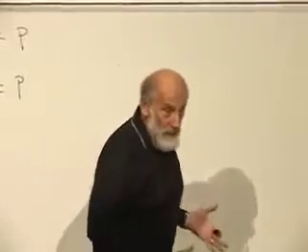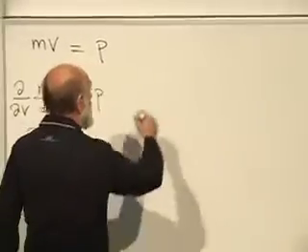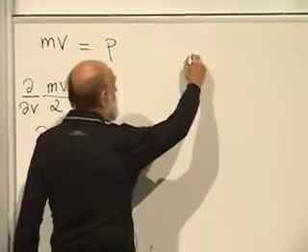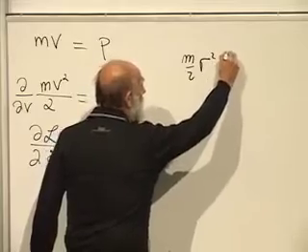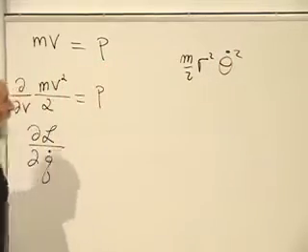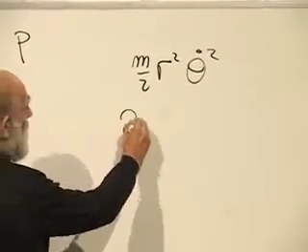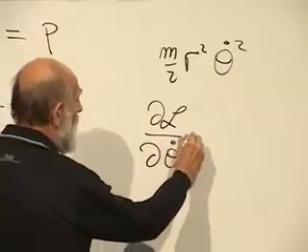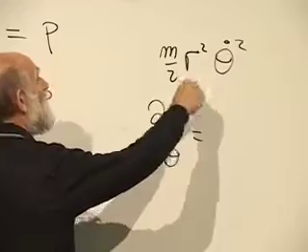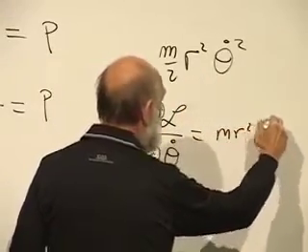An example would be angular momentum, where if we have a particle moving in space, and it has a term in the Lagrangian, which, for example, could be m over 2 times r squared times the angular velocity squared, then there's a momentum which you would get by differentiating the Lagrangian with respect to theta dot, and that's m r squared theta dot. And that would be angular momentum.